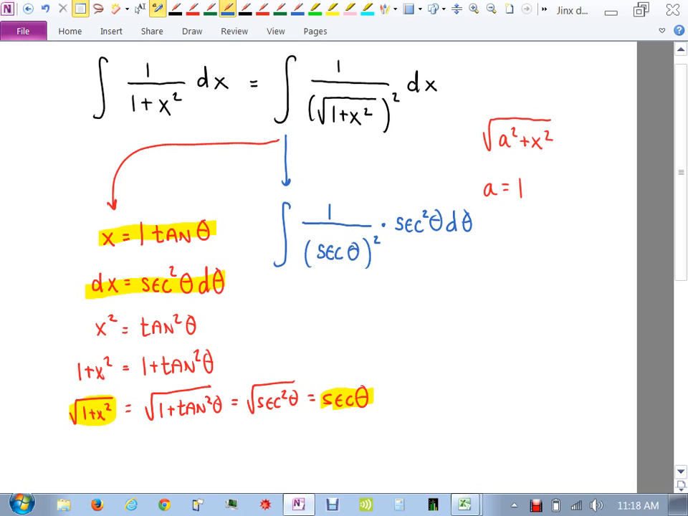What? Secant squared thetas are going to cancel, right? Any questions on it, though? We're good? So this becomes integral 1 d theta. Is that it? Right? Secant squared over secant squared is 1. Or just d theta if you want. What's the antiderivative of 1 with respect to theta? Just theta. Plus a constant?